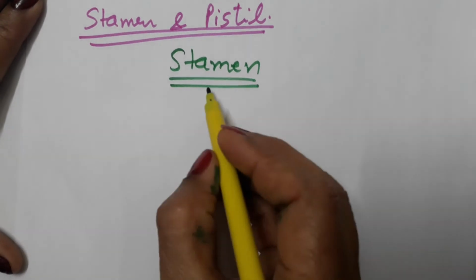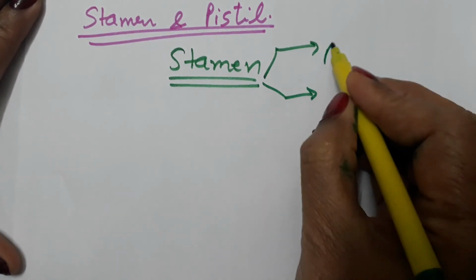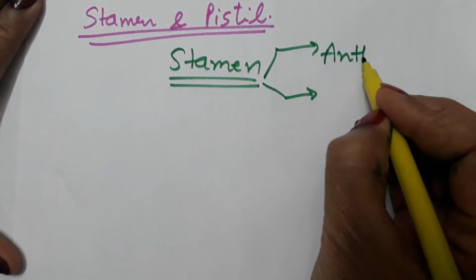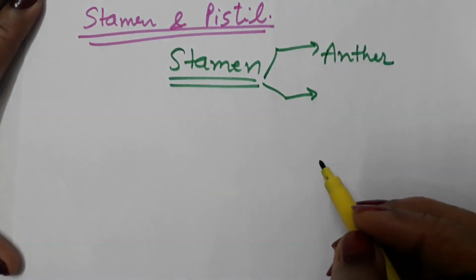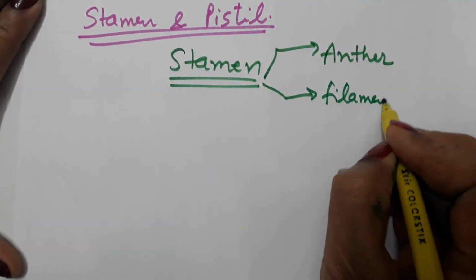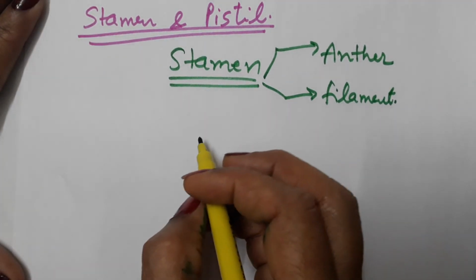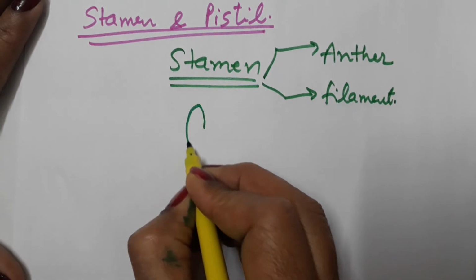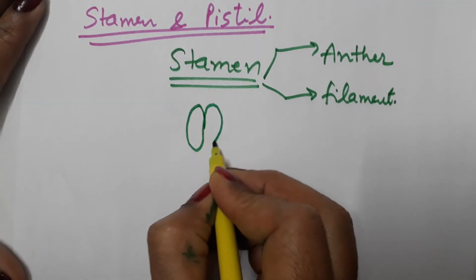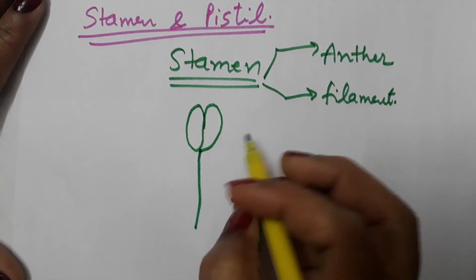Stamen is composed of two parts. The upper lobed portion is known as the anther, and below it a filament-like structure is present. So anther and filament together constitute the stamen. This is the structure of stamen. The lobed anther is present at the tip, and below it the filament is there.